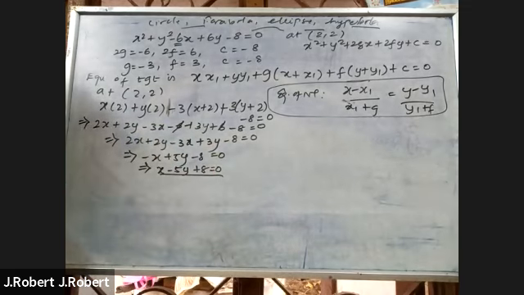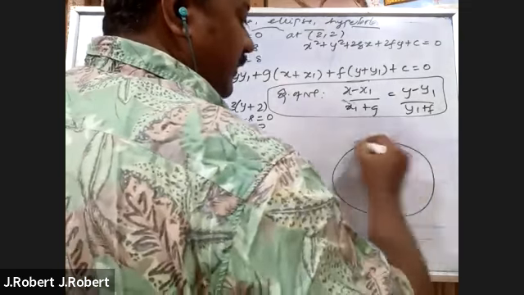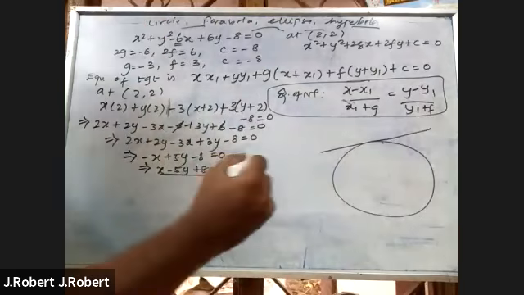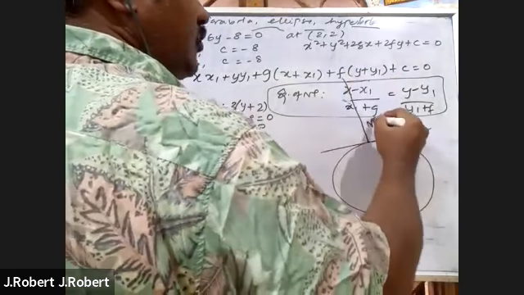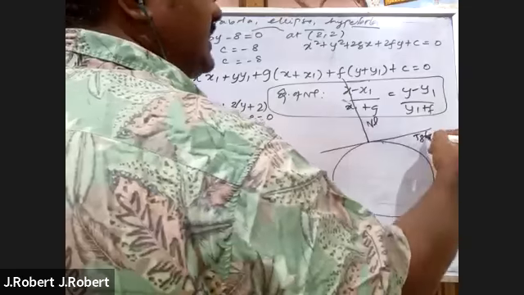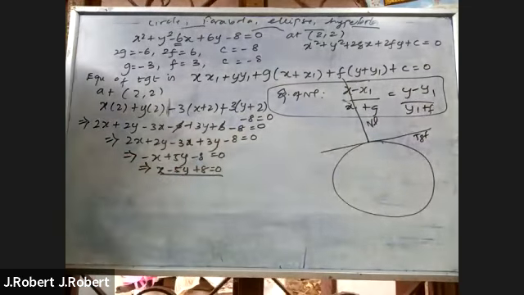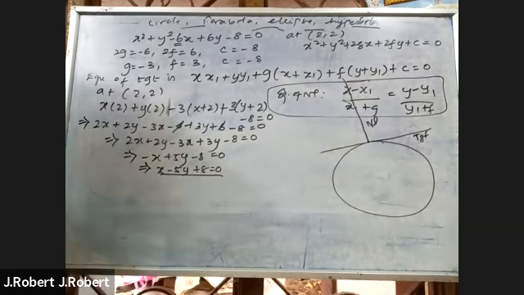Now, what is the normal? I told you, this is a circle. The line which touches the circle is called the tangent. From this tangent, you draw a line perpendicular. This is called the normal. This is called the tangent, which means that the tangent and normal are perpendicular to each other. In 10th standard, we have studied the equation of the parallel line and the equation of the perpendicular line.